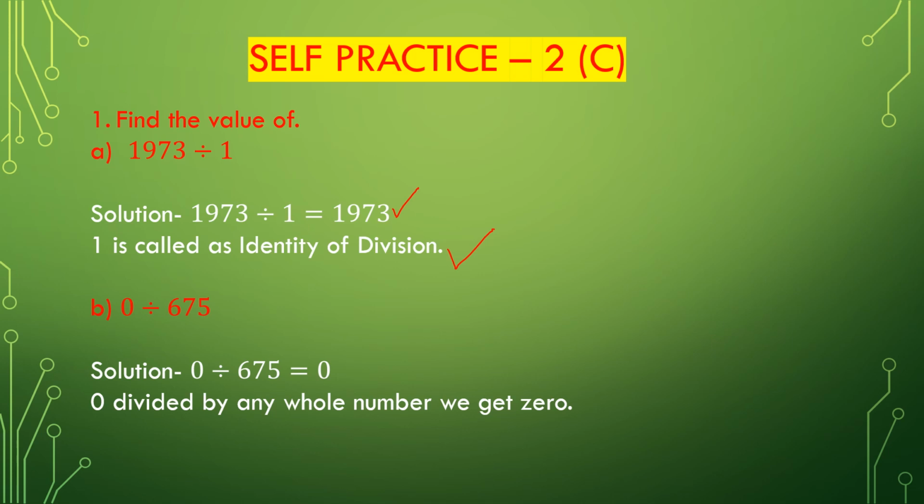Then second part, 0 divided by 675. 0 divided by 675, we get 0 only. We know when we divide 0 by a whole number, we get 0 only. 0 divided by any whole number, we get 0. So when we divide a whole number by 1, we get the same whole number. And when we divide 0 by any whole number, we get 0 only.